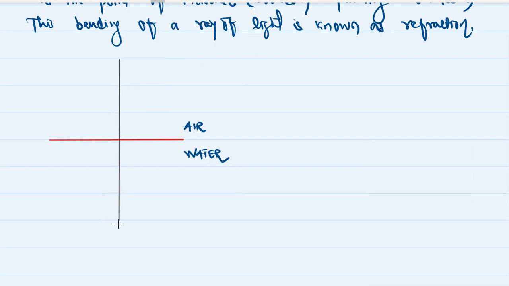Okay, so this is our normal. Normal is an imaginary perpendicular drawn at the point of incidence. Here the normal is not limited to the point of incidence, but I have drawn the normal in air also and water also. So the boundary which is separating two media has this imaginary line on it which is perpendicular to the boundary, which is the normal. So this is our normal. Let's call it n dash.